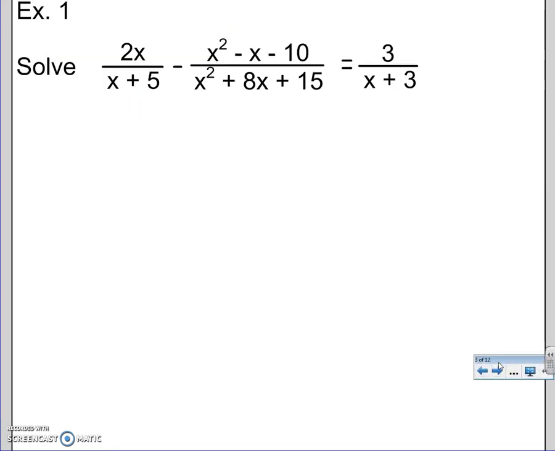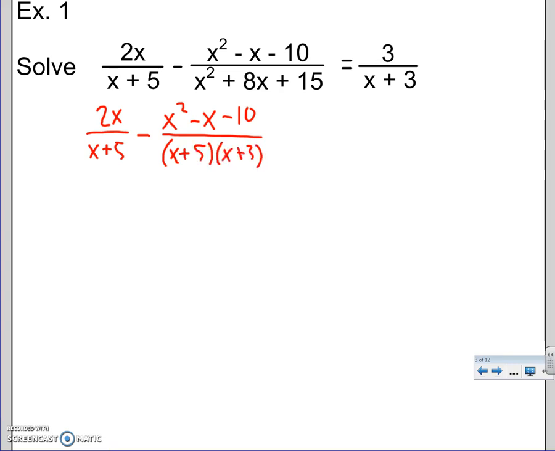So here's the first example. So first, let's factor everything. So this first one does not factor. The second one, I'm going to leave the top. I'm just going to factor the common denominator, really. That is, if you do the ACX method, 15 is 3 times 5, and 3 plus 5 is 8. So that's good. And this does not factor.